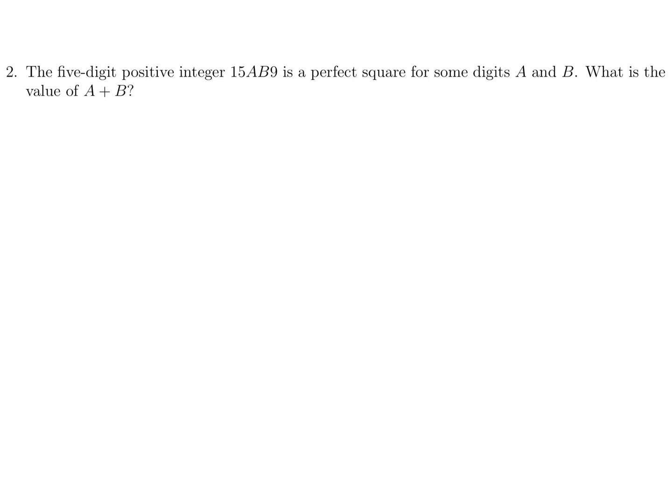The 5-digit positive integer 15ab9 is a perfect square for some digits a and b. What is the value of a plus b? Well, I don't know, so I have to estimate. This number is a perfect square. Okay, so that means if you took the square root, it would be some integer. Now, obviously I don't know what a and b is, but let's see.